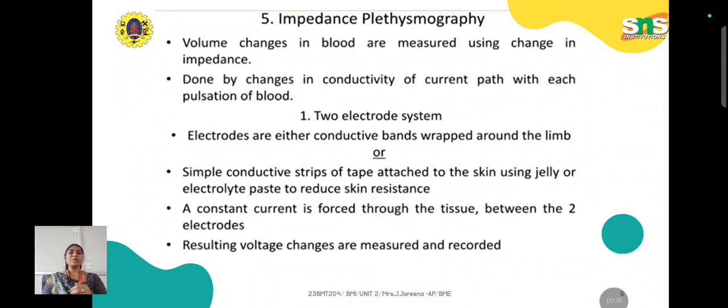Now we will see the continuation of last class. In last class, we discussed what is meant by impedance plethysmography and its application, and we had a light touch upon the principle behind the measurement of blood volume changes, that is plethysmography.